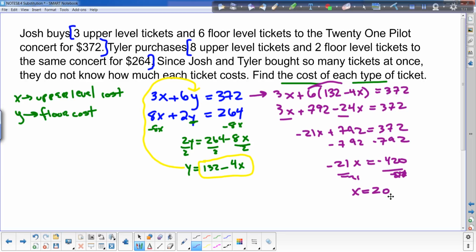Just like before, to find our other variable, we take it and we plug it into anywhere we see an x and a y. I can plug it into this x, I can plug it into this x, I can plug it into this x. This one happens to be the easiest, so that's what I'm going to do, but you won't go wrong either way. So we'll go right this time. There we go. We got y equals 132 minus 4 times 20. Just type that into your calculator.